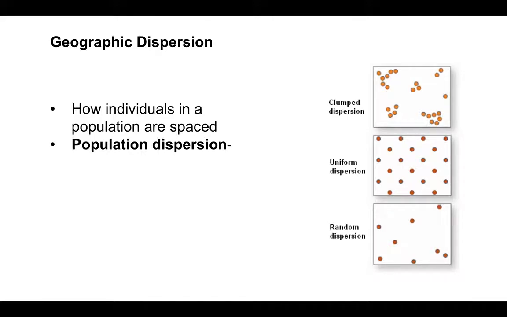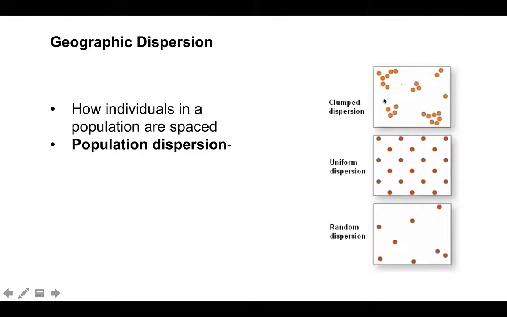Geographic dispersion. How individuals in a population are spaced is what is known as geographic dispersion. Population dispersion is the way in which individuals of a population are spread in an area or volume. Population dispersion comes in three flavors. It can be clumped, uniform, or randomly dispersed.